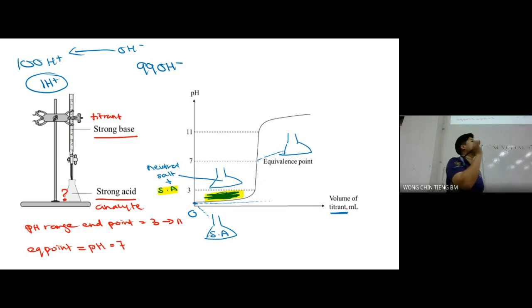Tak ada dah. Ada tak strong base? Tak ada. Ada apa dalam tu? Neutral salt dengan water. Kamu hanya ada neutral salt dengan water. Sebab apa? Sebab asid tu dah habis. Betul? Ngam-ngam habis. Right? Nampak tak? So the entire curve is talking about the changes in the conical flask.